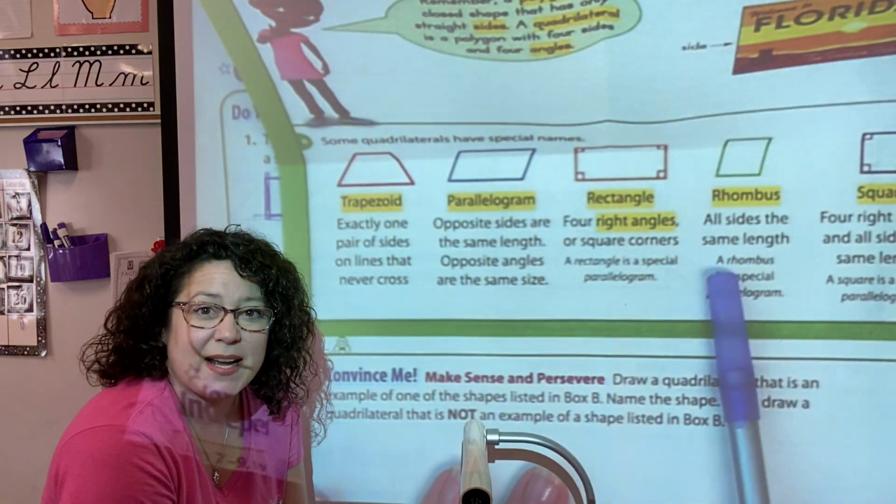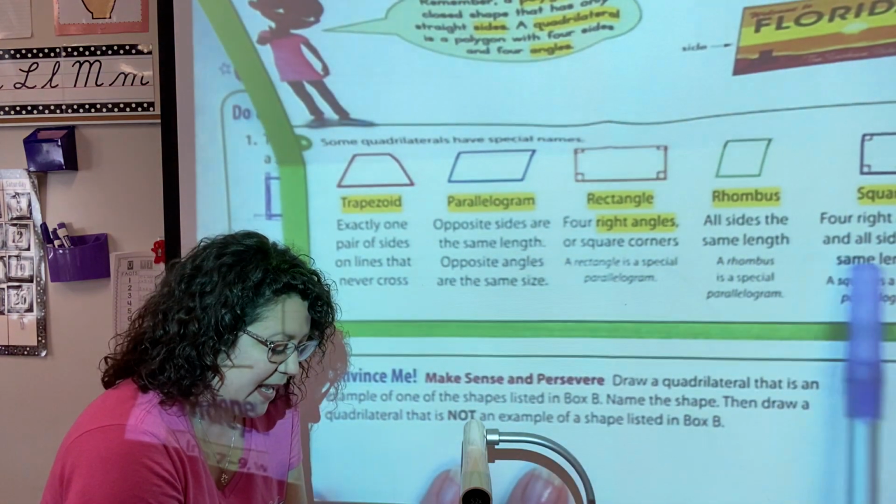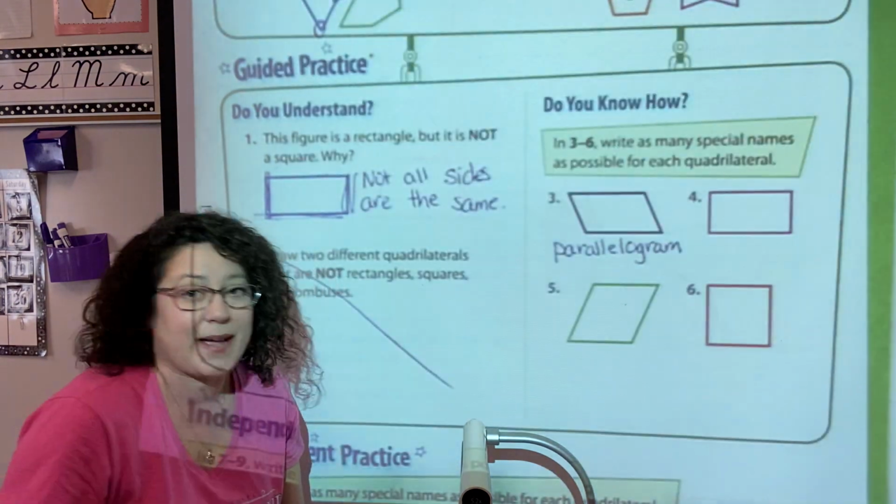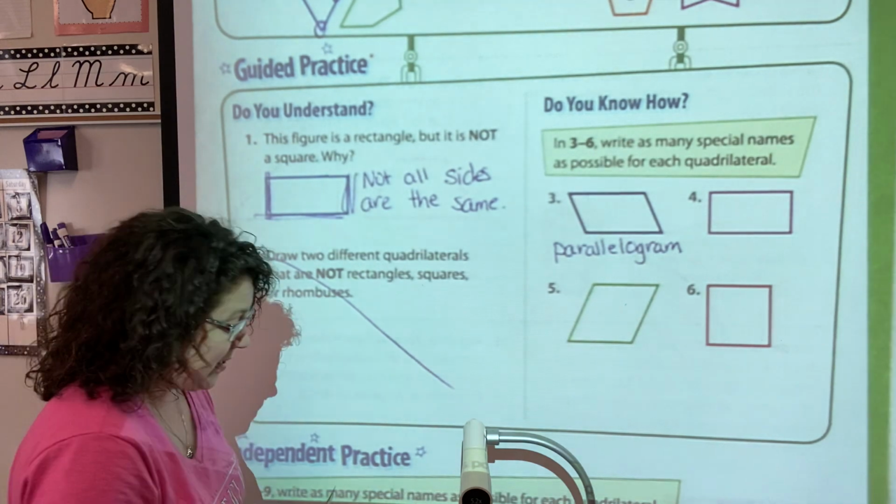Rhombus, are all sides the same length of that shape? Nope. And the square, 4 right angles and 4 sides all the same? No. So it's only a parallelogram.